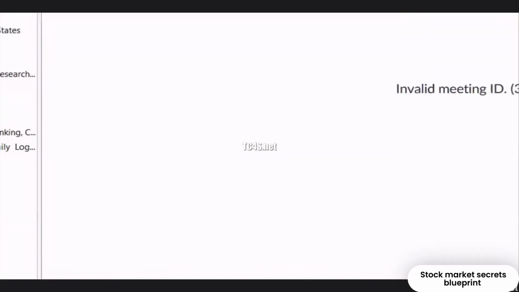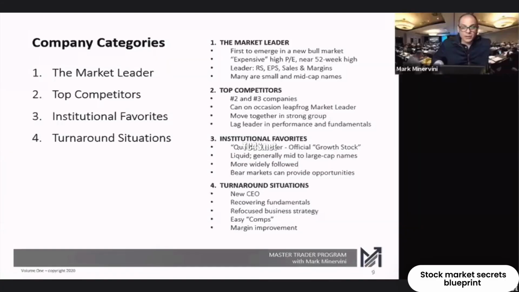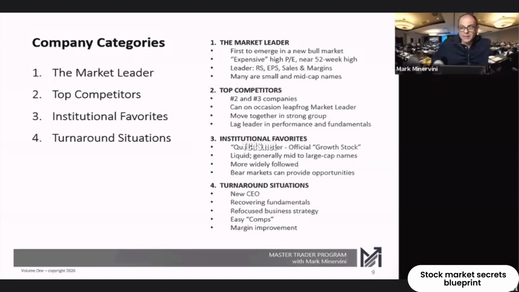The market leader, this is the one that you really want to focus on and concentrate on. These are usually first to emerge in a bull market. They're going to almost always look expensive. They have usually a relatively high PE. They'll be traded near their 52-week high. They're sometimes very hard for people to buy because they appear expensive. They'll lead in RS, relative strength ranking, EPS ranking, earnings per share, and sales margins. They'll usually have the stronger of those.